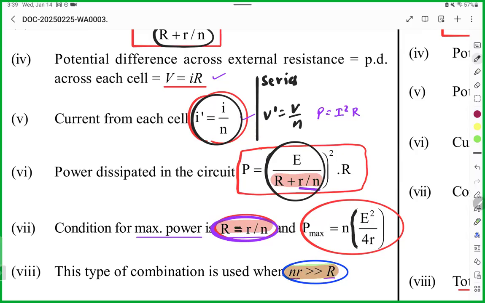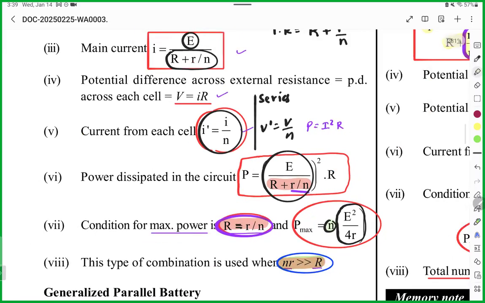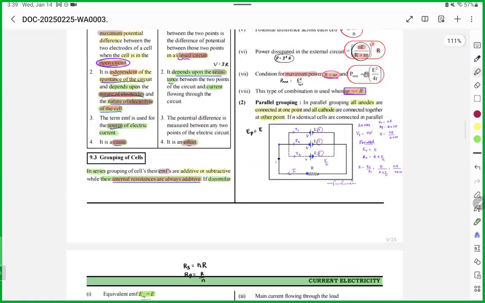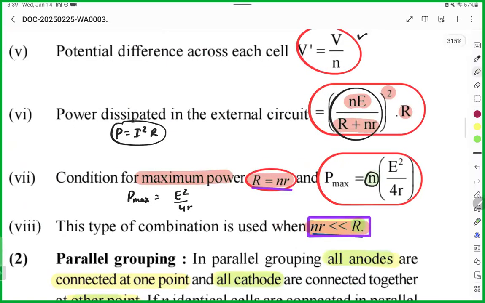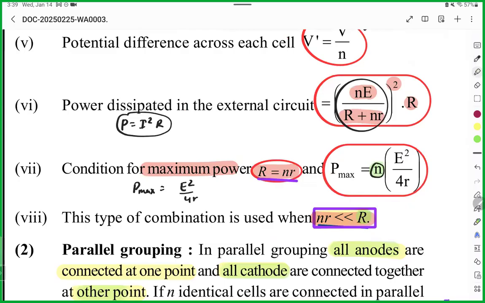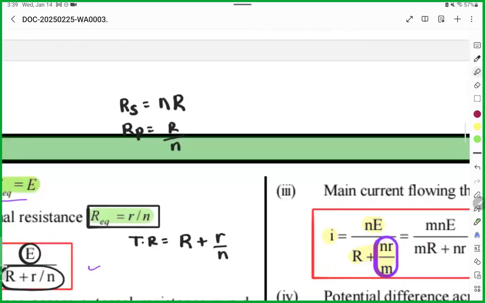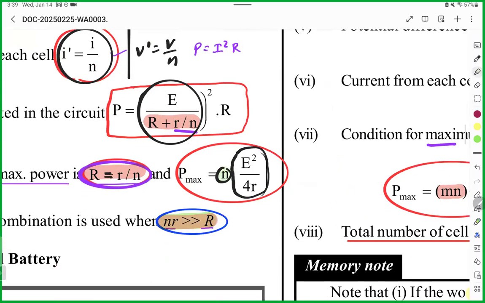The interesting part is this is the same for both, right? I guess even in the series it was the same. Maximum power is N E square by 4R. Here also N E square by 4R. Both are the same.